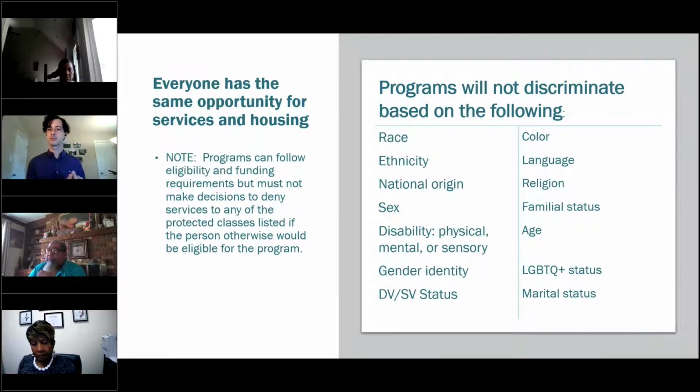However, under the equal access rule, if in that same shelter you have a transgender person presenting for services who is a trans man, meaning someone who has transitioned from female to male, the shelter cannot deny services to that individual. He would have the same opportunity as any other man presenting for services at that shelter.